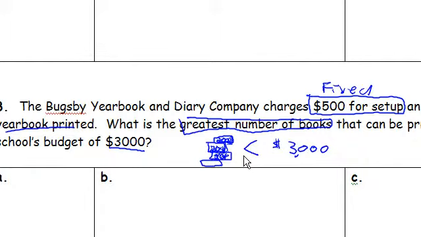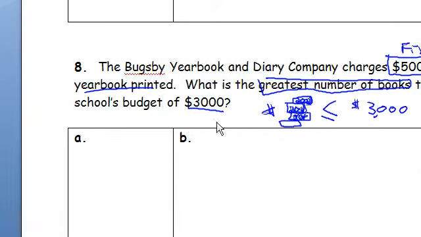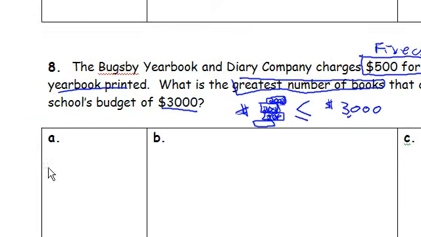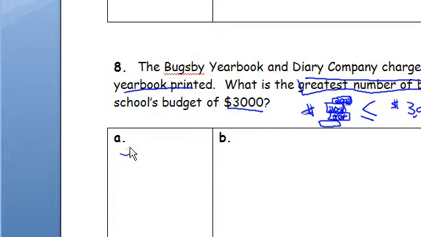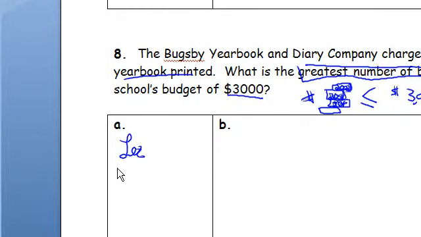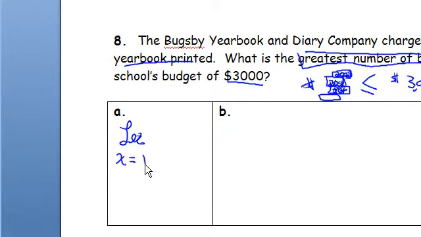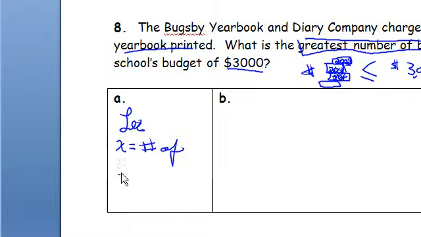So that means that $3,000 is going to need to be greater than or equal to the number of books we print. So now that we have a conceptual understanding of what's going on here, let's define our variable. Let x equal the number of books.